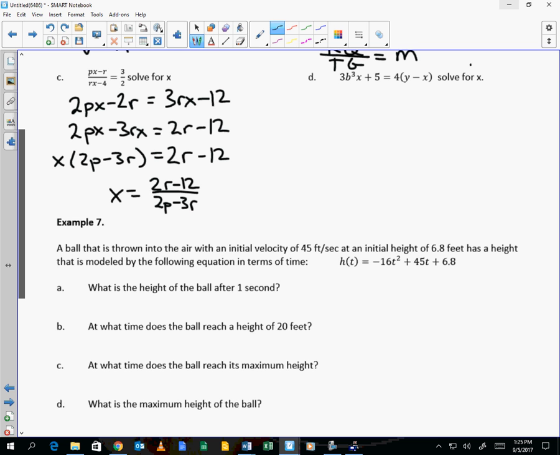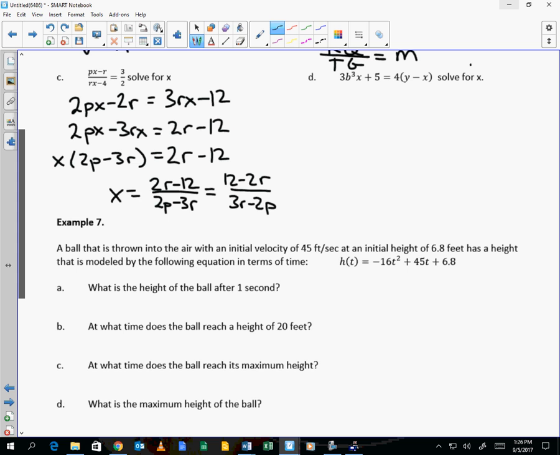How's that? Is that answer the same as 12 minus 2r divided by 3r minus 2p? Yes. It's different by a factor of -1 on the top, and by -1 on the bottom. And -1 divided by -1 is 1. So you can see that these two are the same. If only one of them was different by a factor of -1, then they wouldn't be the same.